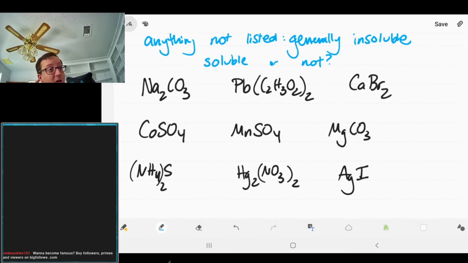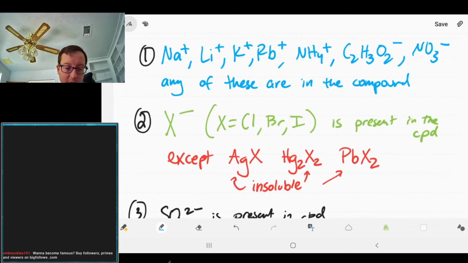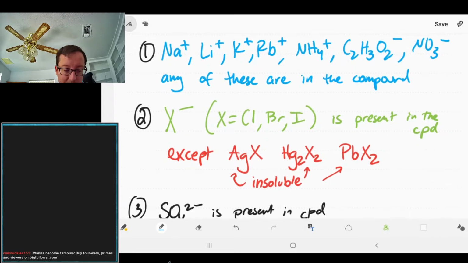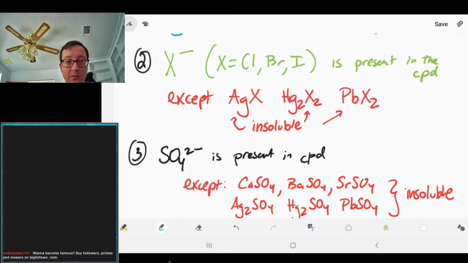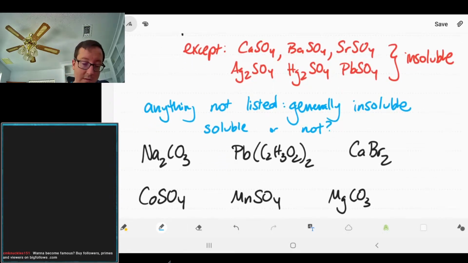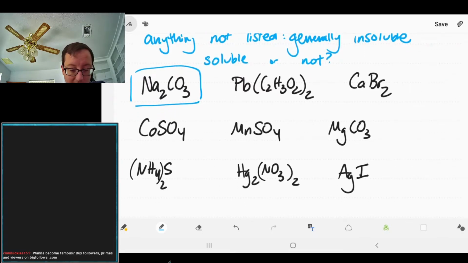So our first one, sodium carbonate. We probably want to reference our rules. So which rule of these is going to be most applicable here? Well, hopefully we'll see it's number 1. Anything that has sodium will always be soluble. So, yes, this one will be soluble. Do we see that? Has sodium in it, always soluble. Do we have any other sodiums on here? No. But if we did, we could circle those as well.